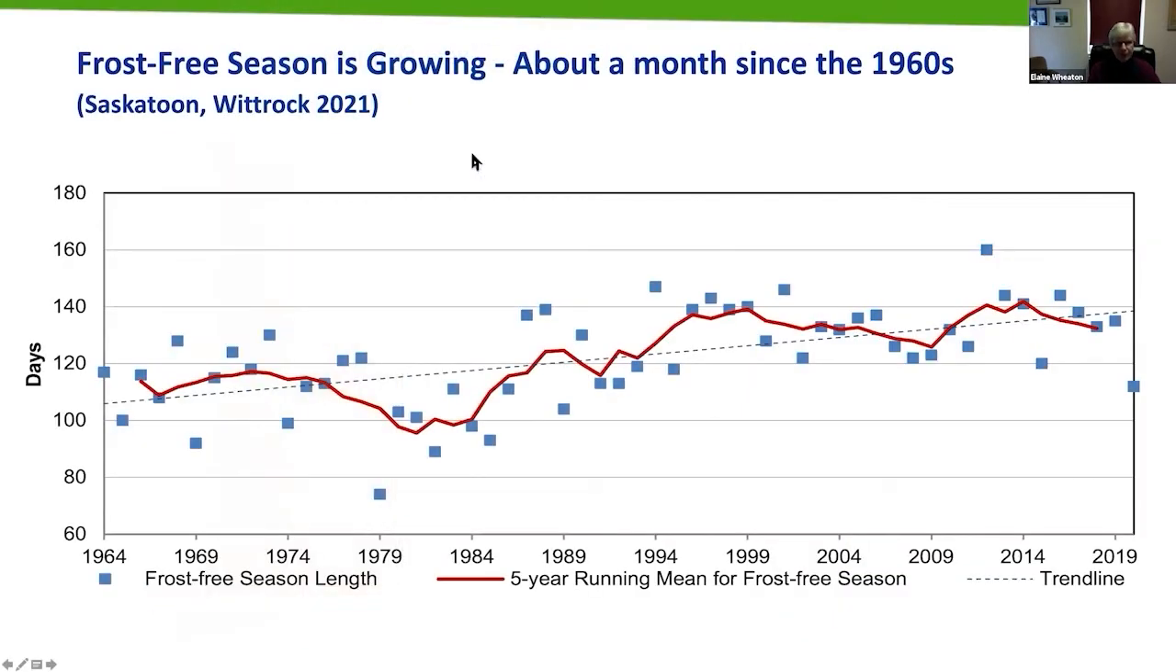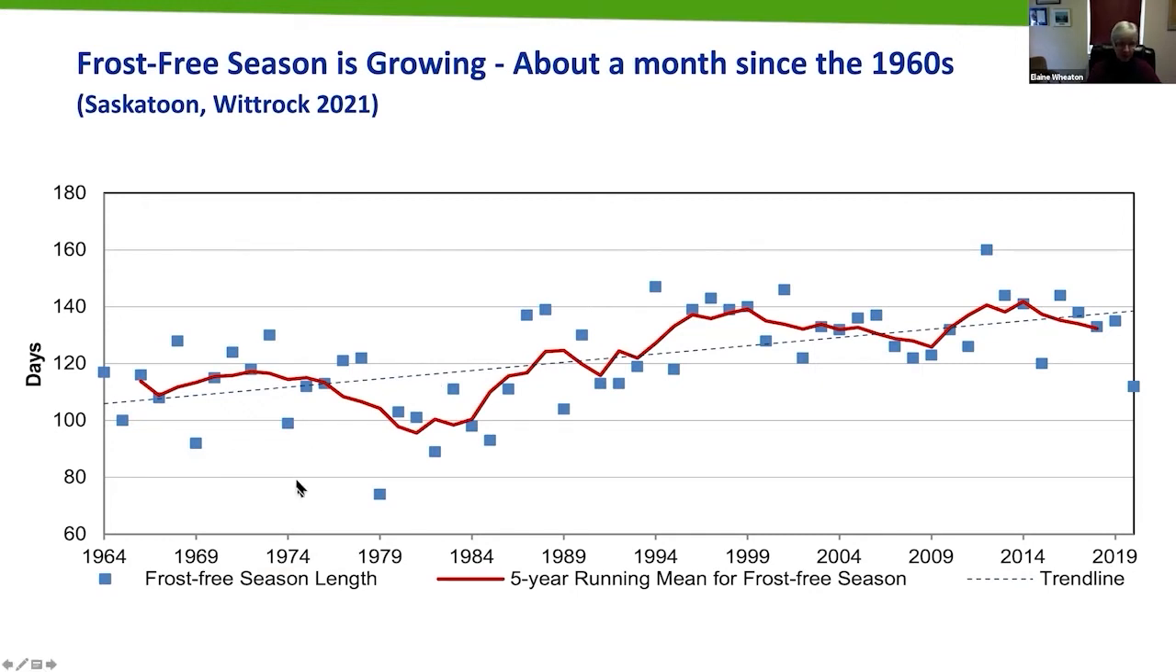So a very important aspect for agriculture, and indeed for all vegetation and many other aspects, is the frost-free season. And that has really changed. As I say here, about a month since the 1960s, and it's probably changing even more rapidly.